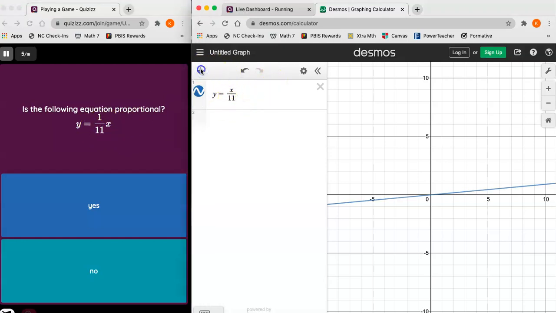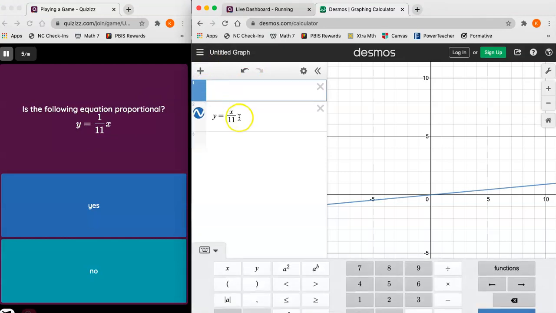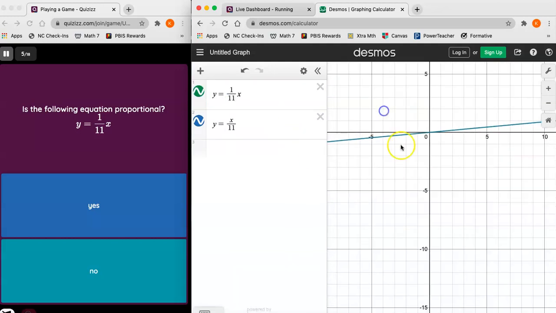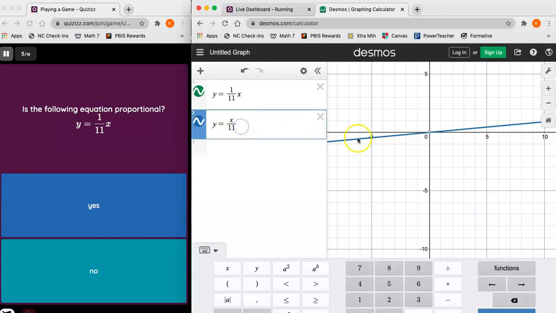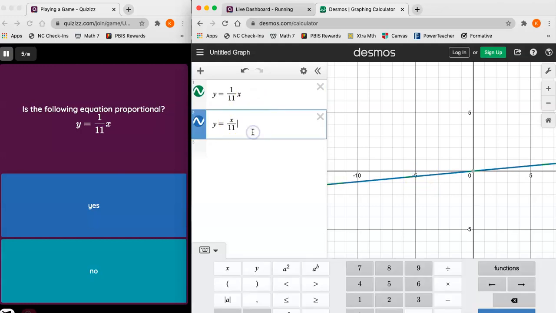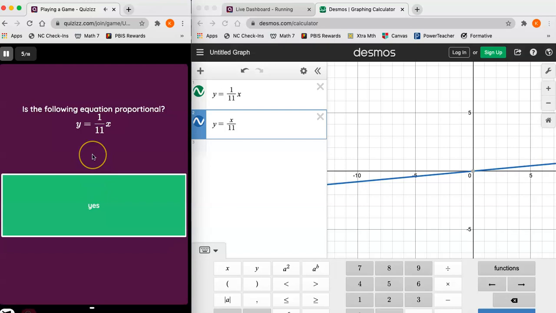Let me show you. I'm going to add an expression, a function, f of x expression, y equals, and I'm going to type in 1/11, move my cursor over, and then x. And you'll see it looks like there's one equation. So if I click on the blue, I can see the blue. If I click on the green, I can see the green, sorry. You can't see both at the same time because it's the same equation. So they're over top of each other. They're exactly the same equation. This is just written 1/11 x, and this is written x over 11, but it's the same thing. So yes, that's proportional.